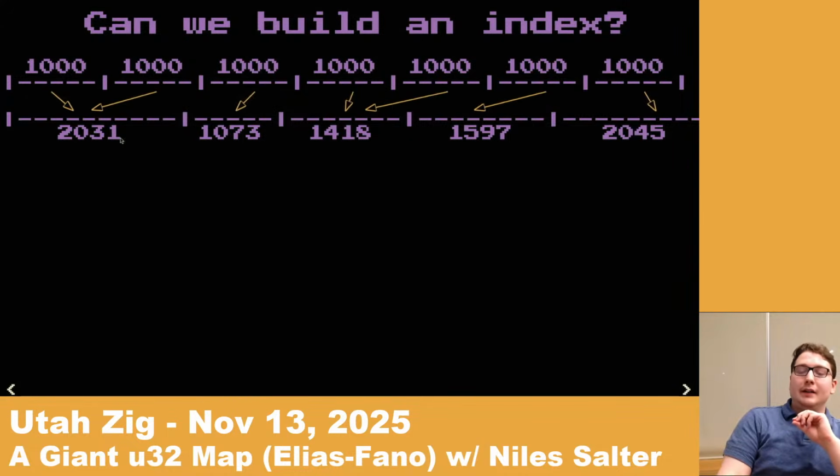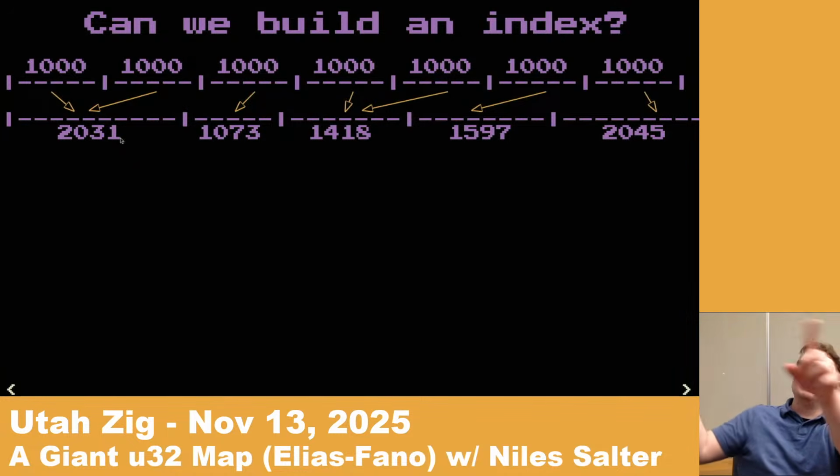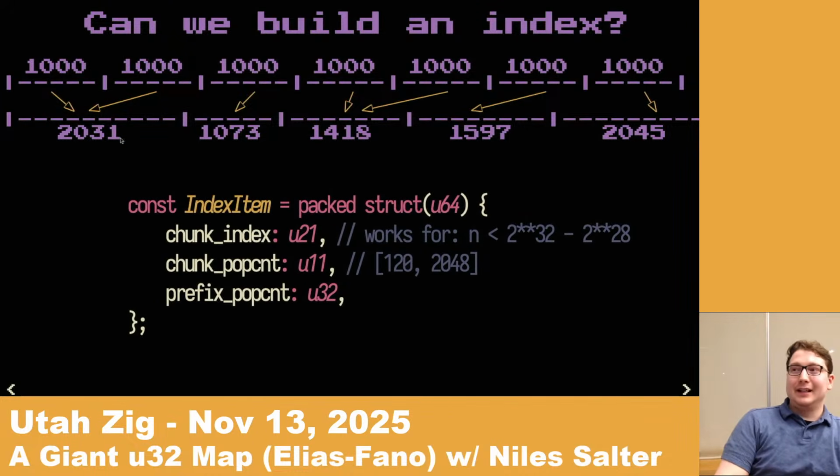Each one of these is going to map to somewhere on the variable interval number line. And this is the data that we're going to get out. It has a chunk index, which tells us which 2048 bits we're in as an index. So the first one will be 0, and then 1, and then 2.